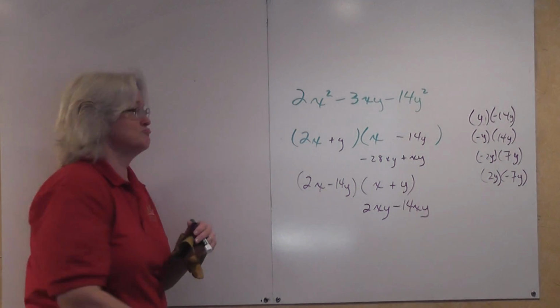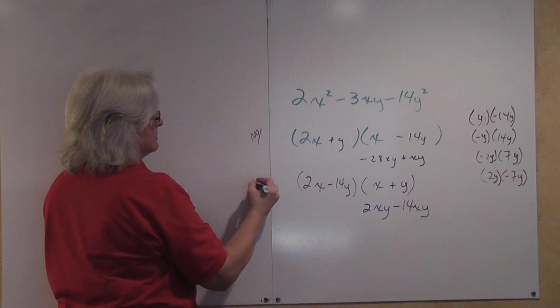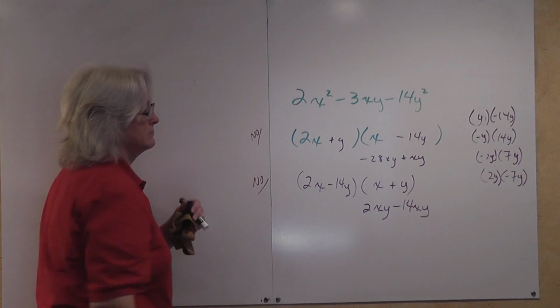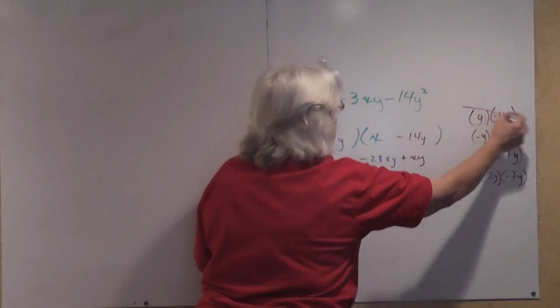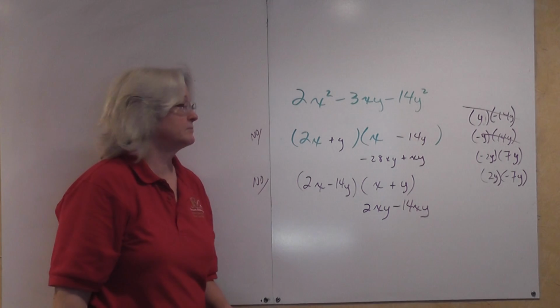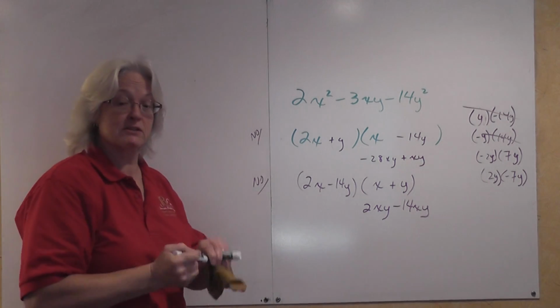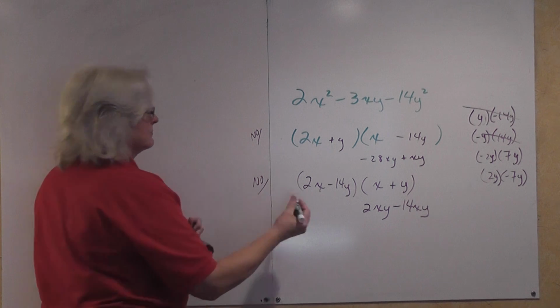Does that work? Nope. So here we have no, here we have no. So what has that taught us? That the pairings of 1 and 14 don't work. What are we going to try next? Well, let's just go ahead and do negative 2y and 7y.